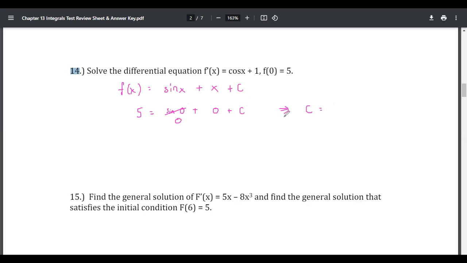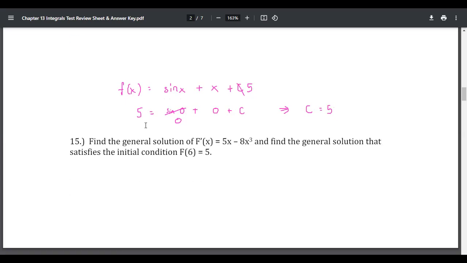Cos of 0 is 1, and sine of 0 is 0. So c equals 0? Think carefully. You have a 0, 0, and c, and then a 5 here. Oh, sorry. So c is 5, and therefore the particular solution is sine x plus 1x plus 5. Fantastic.